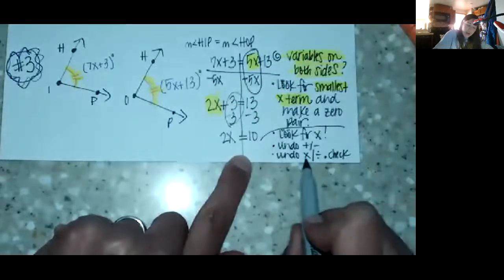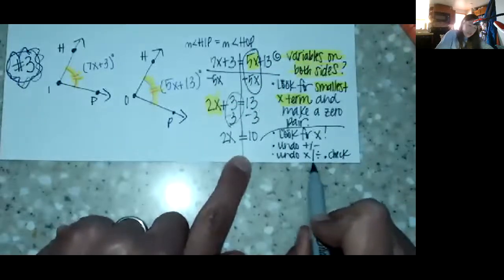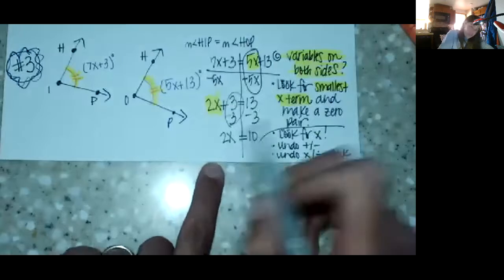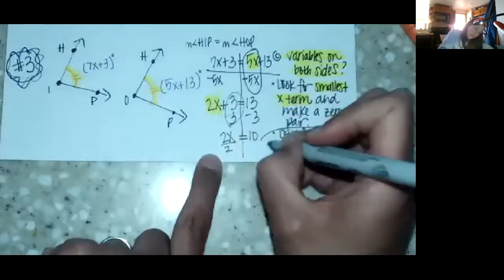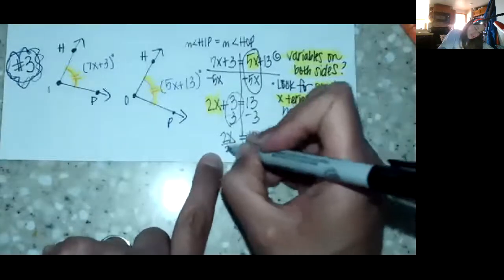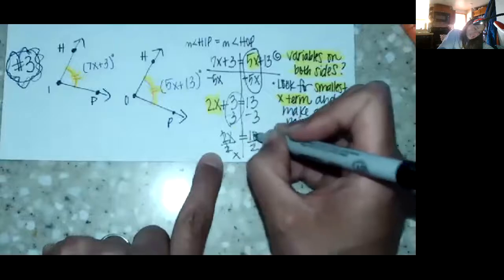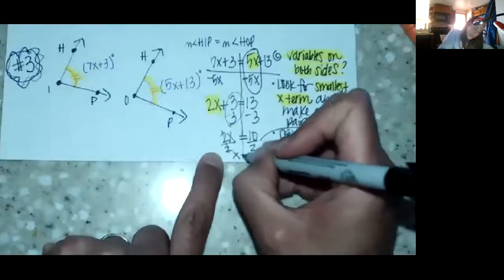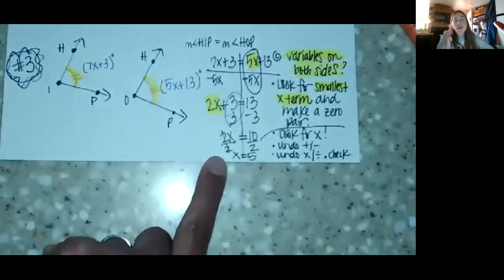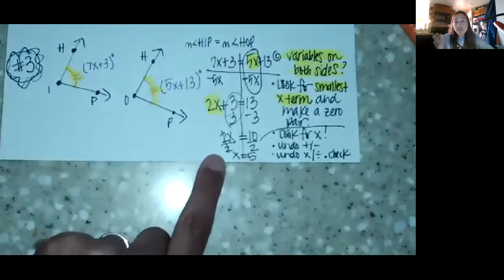And then I'm going to undo all my multiplication and division. Sure enough, it's another undo of multiplication. So I'm going to divide both sides to undo. 2 divided by 2 is 1, and then 10 divided by 2 is 5. So it looks like we have our value of 5, but we need to make sure now, are these two angles the same? Like, how can we figure that out?